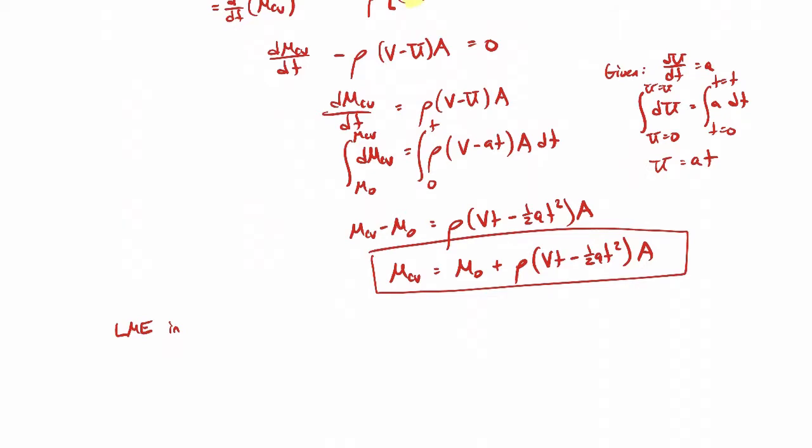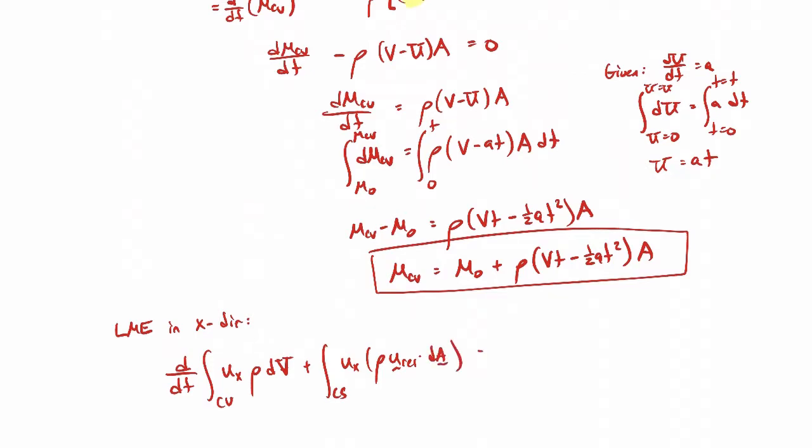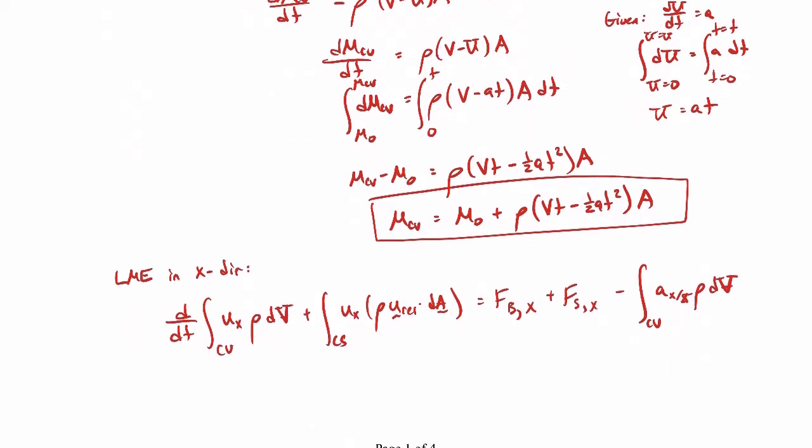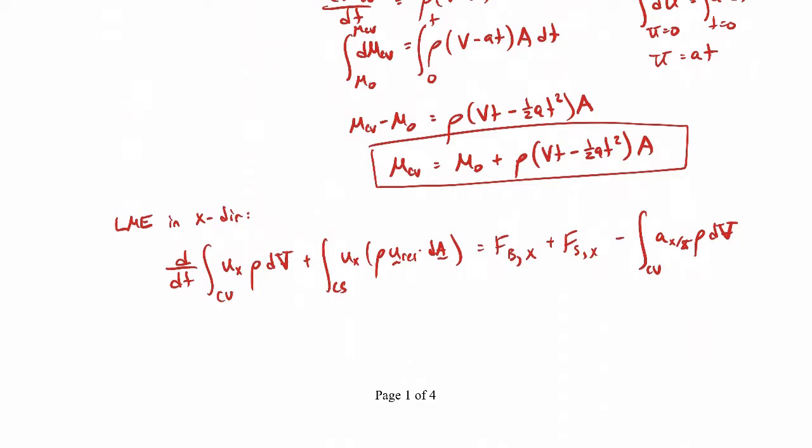So this is the linear momentum equation in the little x direction. So I'll write out the linear momentum equation for that, and then we'll simplify it. Okay, so there's the linear momentum equation in the x direction using my accelerating coordinate system.